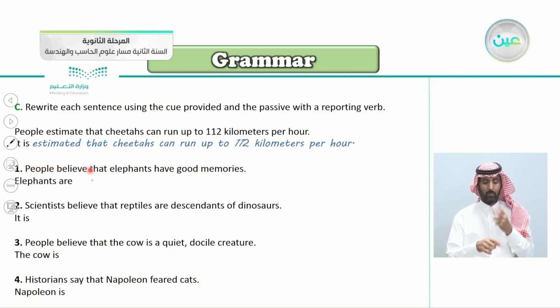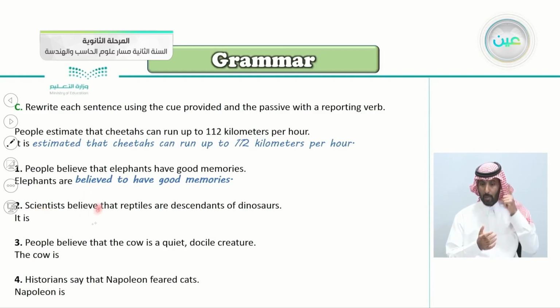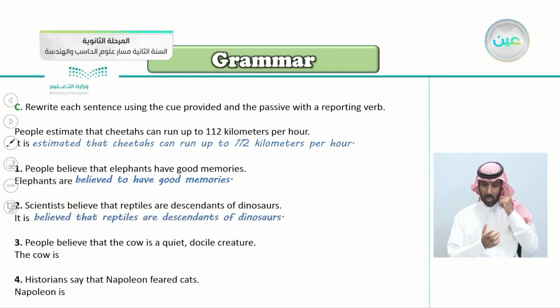Number one, people believe that elephants have good memories. So we say elephants are, yes, believed to have good memories. Very good. Number two, scientists believe that reptiles are descendants of dinosaurs. So we have the word believe. Yes, we say it is believed that reptiles are descendants of dinosaurs.